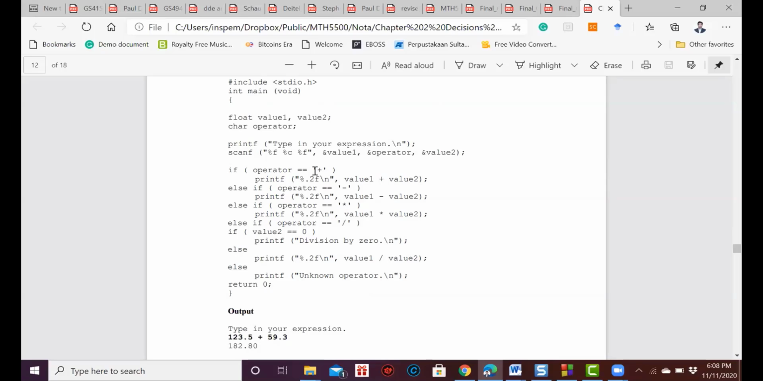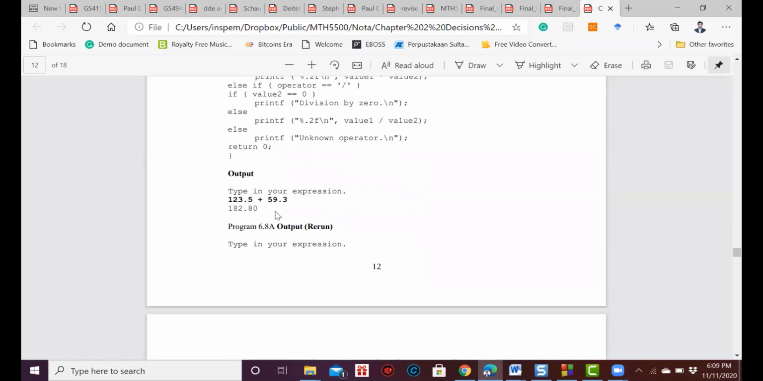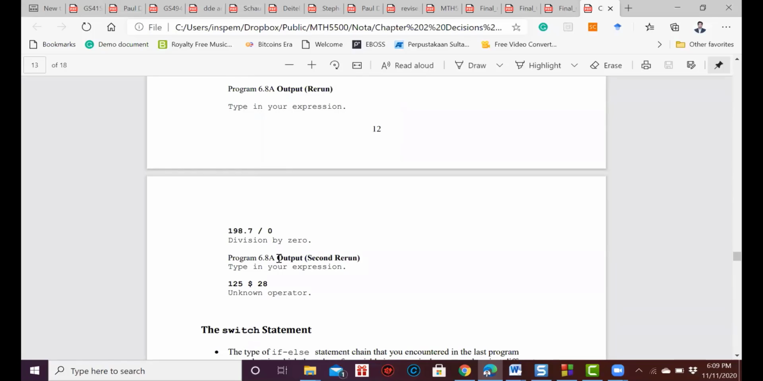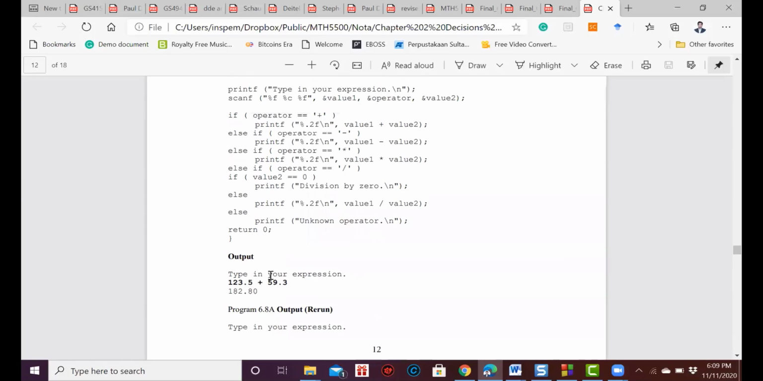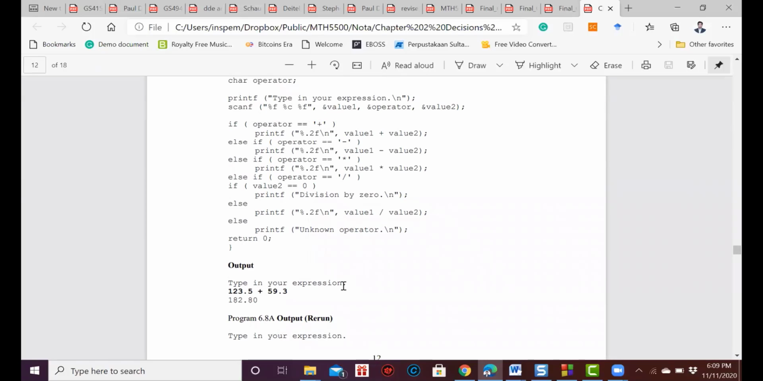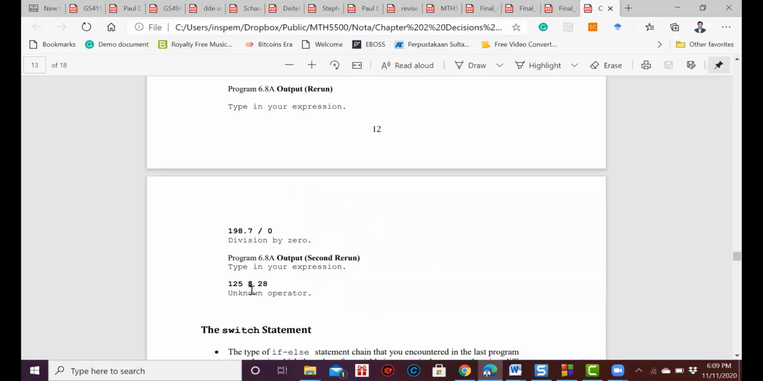If none of plus, minus, star, and divide is the operator, then we go to the else. This one is unknown operator. Now this is the example output, with multiple various operators here. For example, here, the dollar sign. The dollar sign is an unknown category in the else here, so the output is unknown operator.